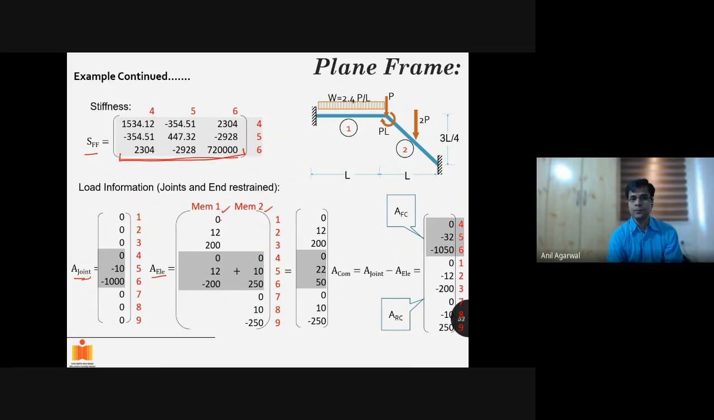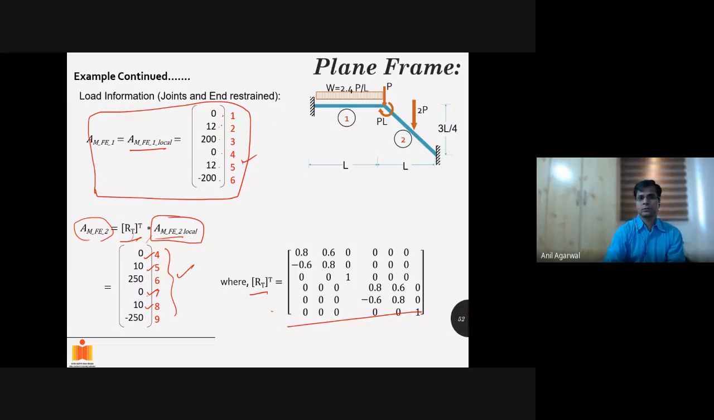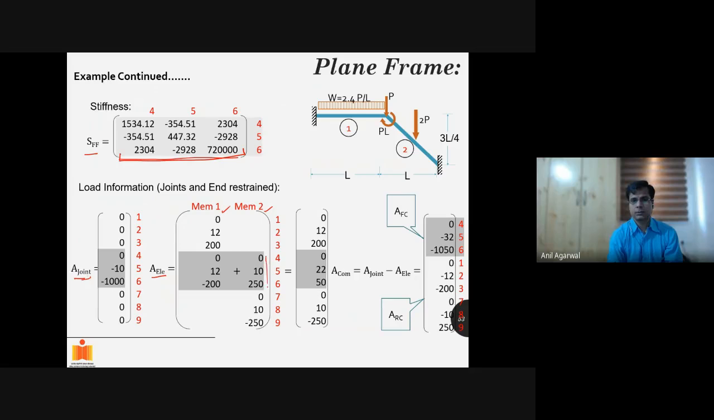So I got the AFEM values for the first member, 0, 12, 200, and so on. That is this one. And then for the second member, 0, 10, 250, and so on. That is this one. Okay. I can add the two for the first and the second member, and I get this one. Here, if you notice, the components corresponding to 4, 5, and 6 are still in the middle. They need to be brought to the top. So what we do is we do two operations together here.